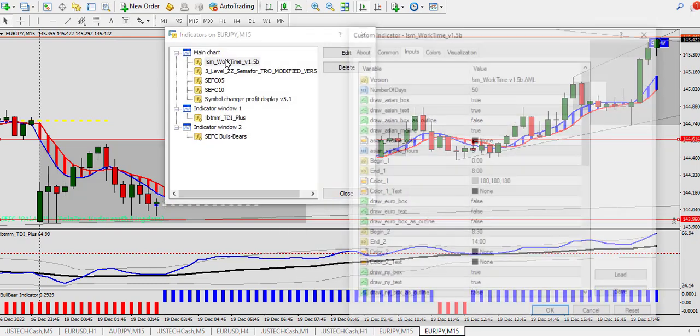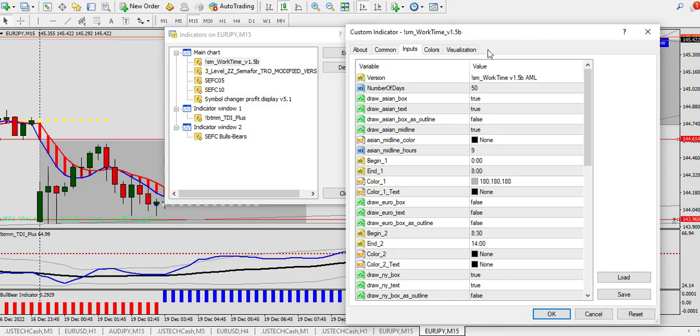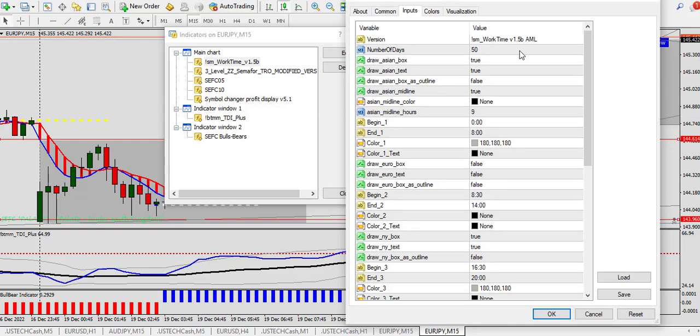So the first indicator is this work time indicator, and these are the settings for this particular indicator. Number of days 50, draw Asia box, and here's the Asia box, the gray color, and this is the color. Then draw Asia box, true. Asia test, true also. Asia box, true also. Every other thing, Asia midline, hours is 9, then begins at 00, then ends at 1.